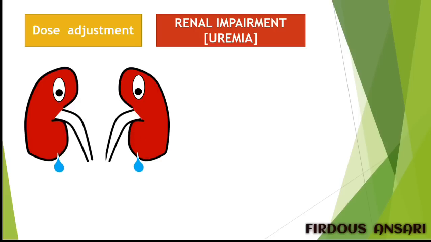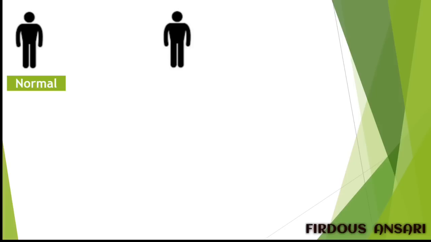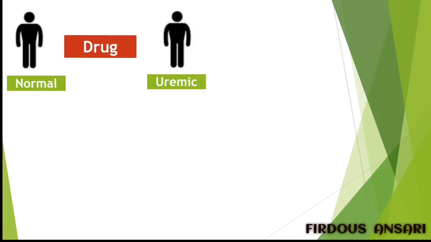Several approaches are available for estimating the appropriate dosage adjustment for a patient with renal impairment. Now suppose we have two individuals, one normal and another uremic. So the general approach for dosage adjustment is to assume that whenever a drug is given, the average plasma concentration of the drug in a normal person should be equal to that in uremic patients.